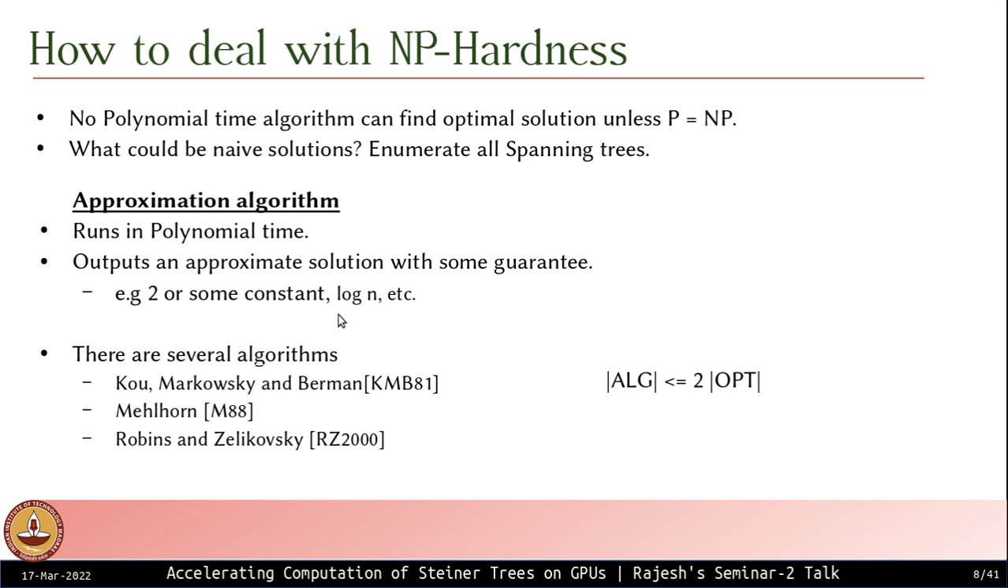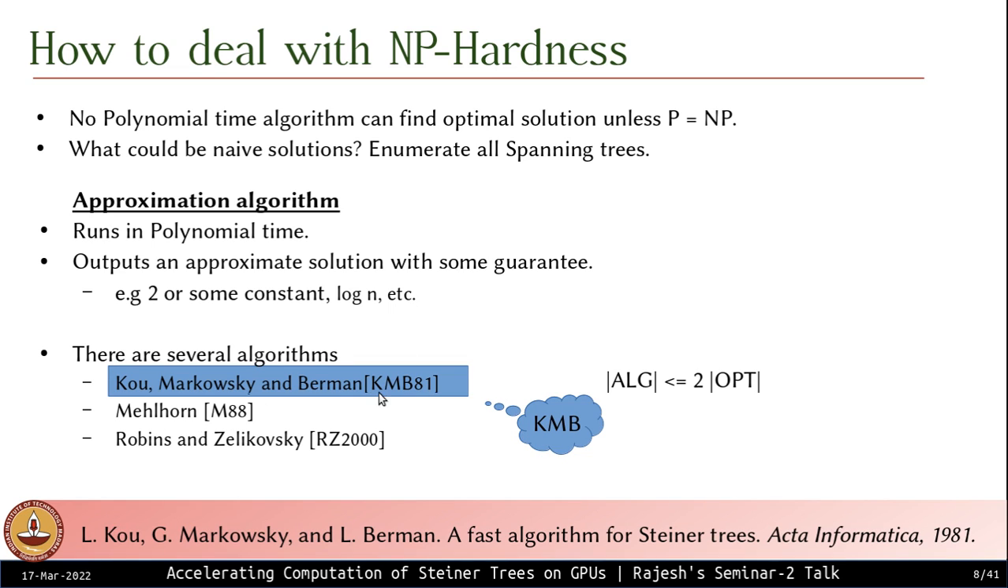There are several approximation algorithms for Steiner tree: one by Mehlhorn, one by Robins and Zelikovsky, and one by Kou, Markowsky and Berman. We chose the Kou, Markowsky and Berman algorithm for our implementation, and we will use the abbreviation KMB throughout the presentation. This is a 2-approximation algorithm, so the solution produced is at most twice the optimum solution. OPT here means the optimum solution value.